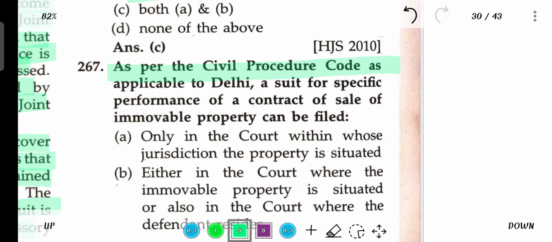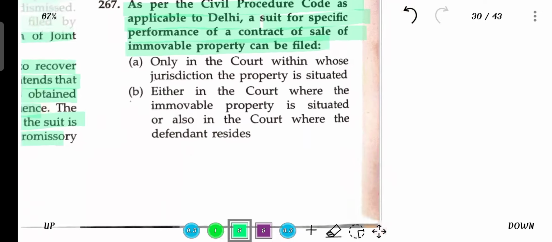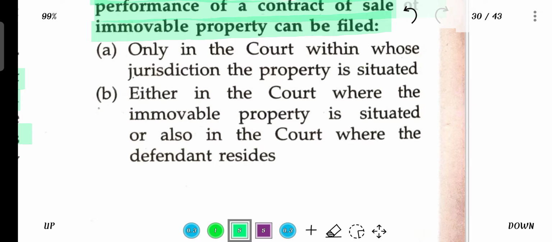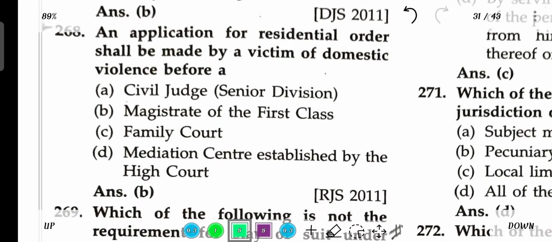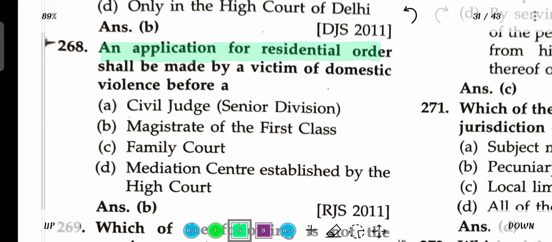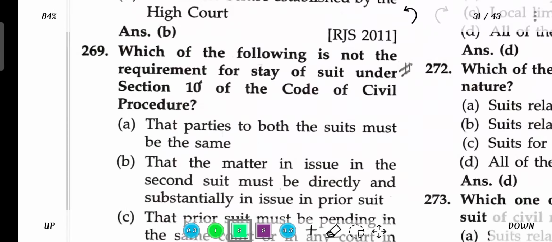As per the CPC, as applicable to Delhi, a suit for specific performance of a contract of sale of immovable property can be filed either in the court where the immovable property is situated or in the court where the defendant resides. An application for a residence order shall be made by the victim of domestic violence before a magistrate of first class. Which one of the following is not a requirement for the stay of suit under Section 10 of the CPC?